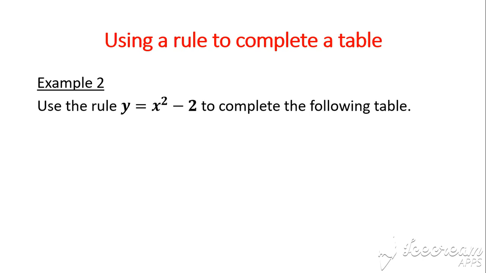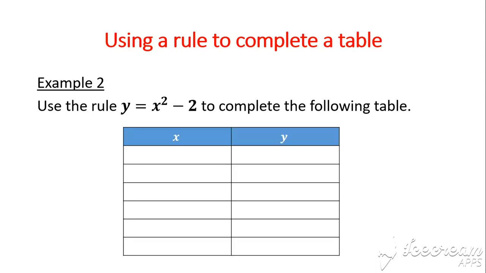All right, let's try a second example. Use the rule y is equal to x to the power of 2, or x squared, subtract 2. And we're going to complete the following table. Right, now this time I don't have any x values or y values. If you're given the x values in the test, you have to use the ones you've been given. If you haven't been given any x values, you have to decide what are some appropriate x values to use. And that will depend on having looked at the graph that you might have to draw afterwards.